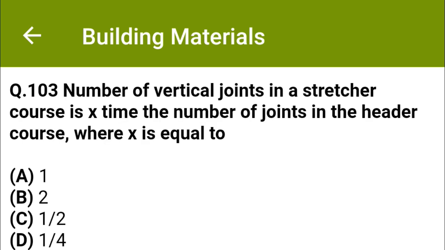Number of vertical joints in the stretcher course is x times the number of joints in the header course, where x is equal to: option A 1, option B 2, option C 1 by 2, option D 1 by 4. The correct answer is option C, 1 by 2.